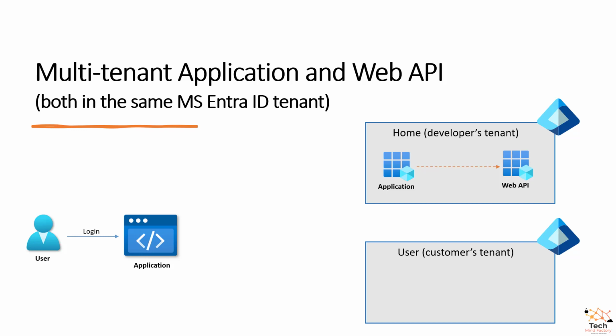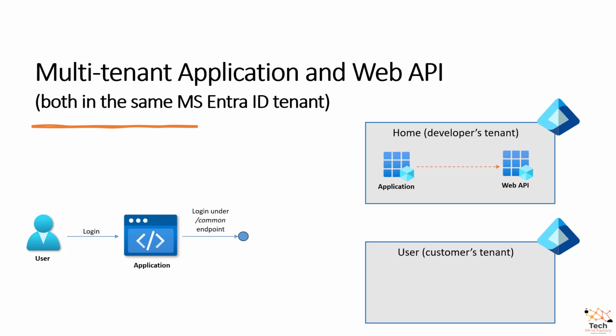Now let's talk about a multi-tenant application and a multi-tenant web API, both in the same Microsoft Entra ID tenant. I mean, when I say both in the same tenant, I mean the application registrations, both in the same tenant. So on the left side, we have the user, we have the application, yeah? And obviously this application wants to call the web API in the end, but before it can do it, we need specific permissions to be granted and we need service principals. So what will happen here?